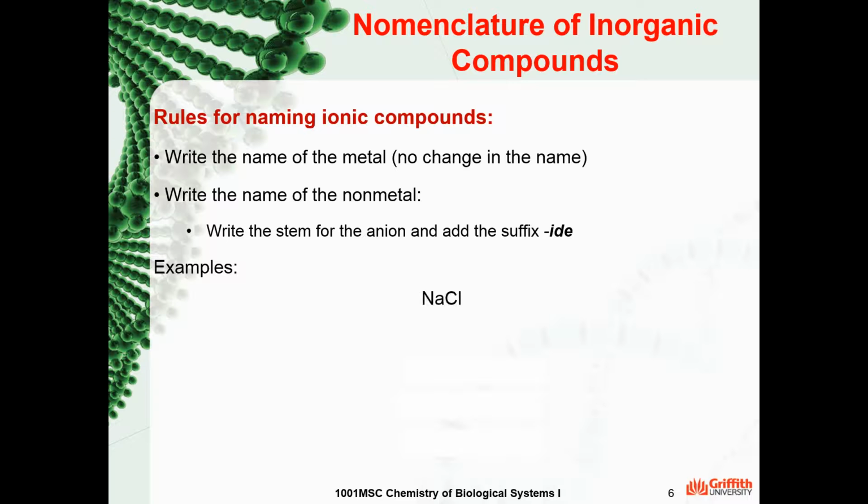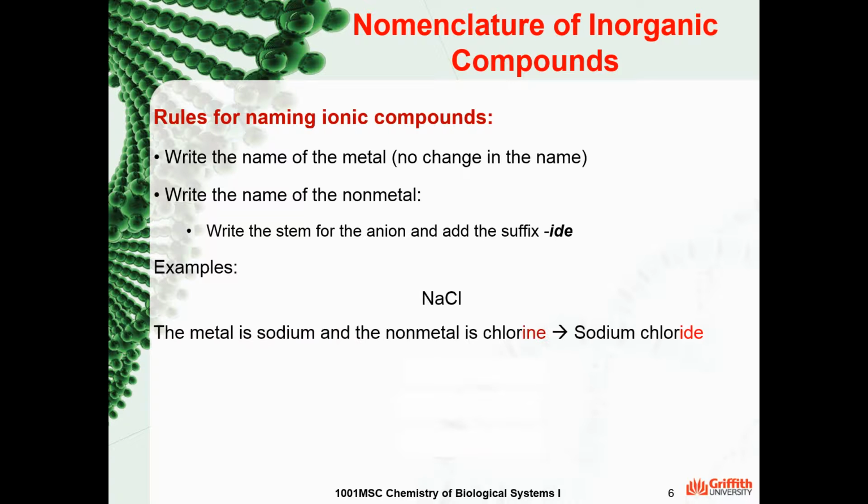NaCl. The metal is sodium and the non-metal is chlorine. We keep the metal name without any change, sodium. We change the non-metal name and add "ide", so chlorine becomes chloride. Thus, the name of this ionic compound is sodium chloride. Pause the video and try to name the following compounds. The answer will be revealed after you continue.